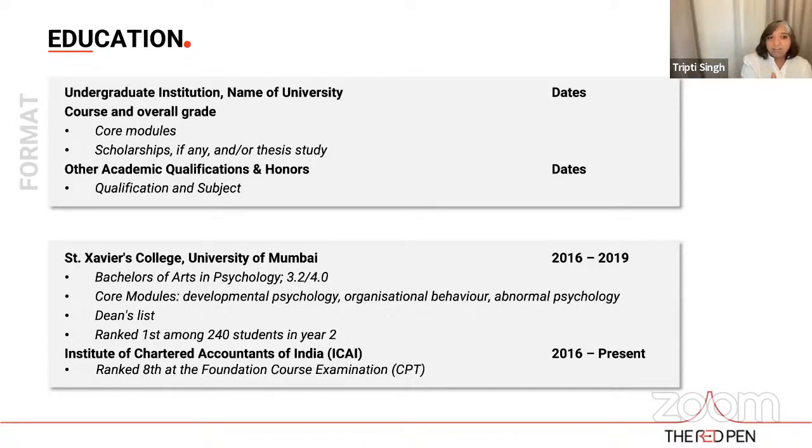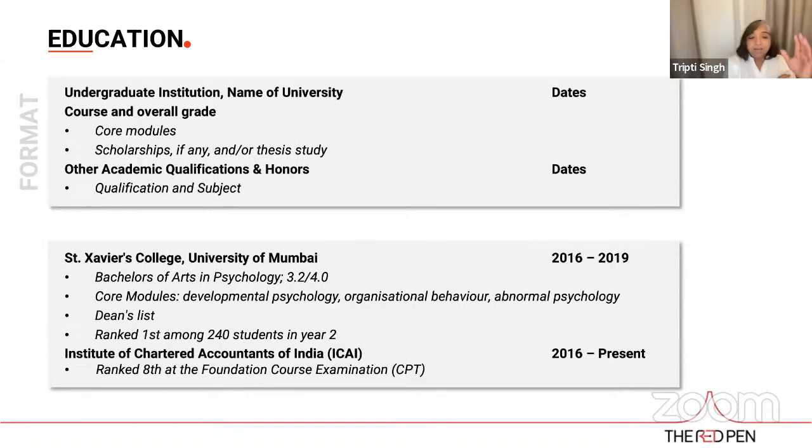You start with your undergraduate institution and the name of the university. If it's just the name of the university, then just start with that. There are some colleges that have an affiliation to a university, so you might want to mention both. But if that's not the case, right? If you're from Christ University, Bangalore, then it's just Christ University, Bangalore. But if you're from St. Stephen's College, New Delhi, then you want to write St. Stephen's College, Delhi University, right?